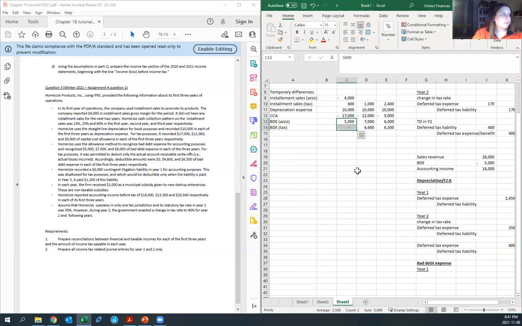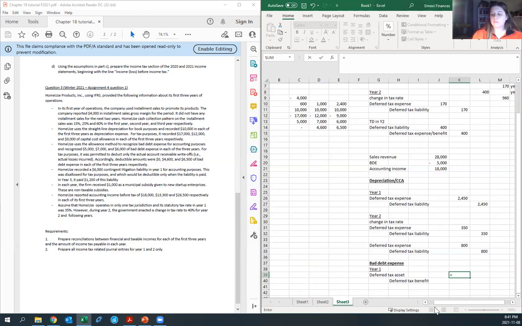The impact here of the temporary difference between accounting and tax is $5,000. So it increased your taxable income by $5,000, which means it's an asset. So you're going to have a deferred tax asset and a deferred tax benefit, and it's going to be $5,000 times your tax rate of year one of 35%.